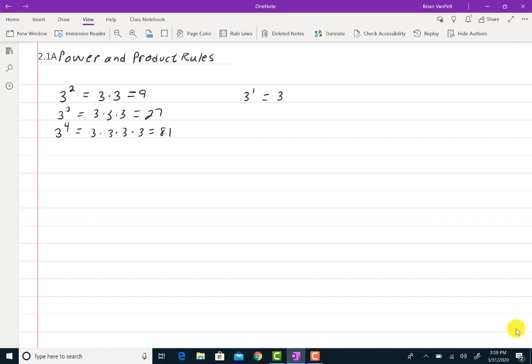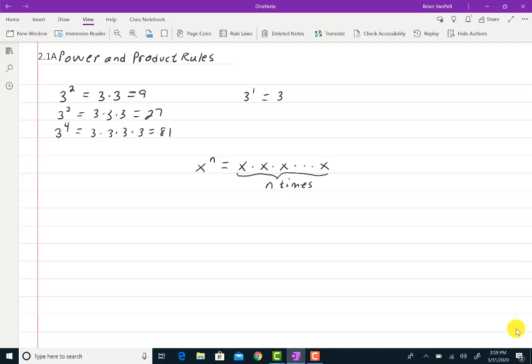So in general, if I take some number x and raise it to the nth power, I'm going to have x times x times x, and that will go on all the way until I've used up n x's. So there's n times that I'm multiplying x together.